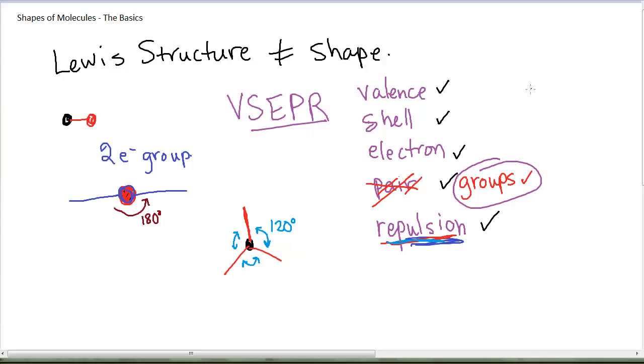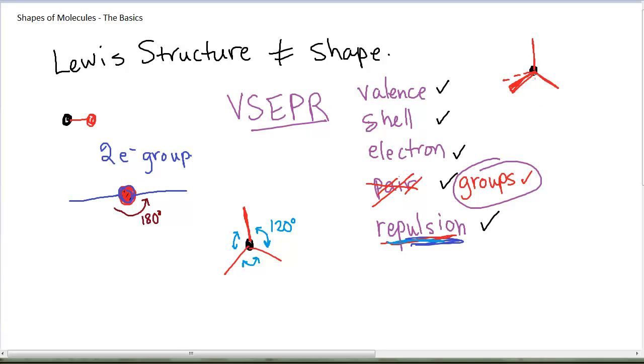Four groups is a little trickier to draw, but if four groups want to get as far away from each other as possible around a center, geometrically speaking, it would look something like this. Now, I have tried to draw it in three-dimensional space. My drawing is not very good. We'll go look at a picture in a second.